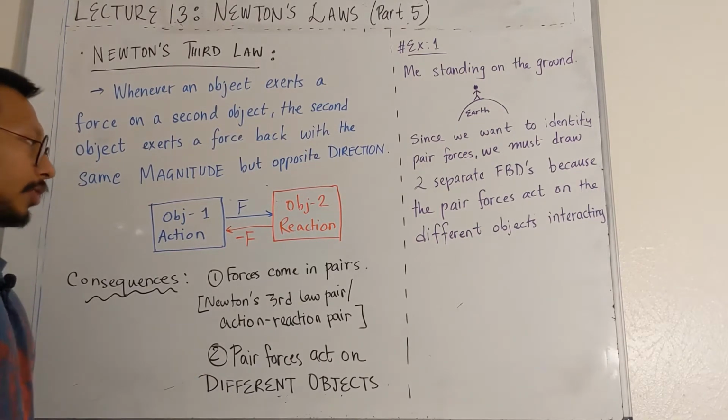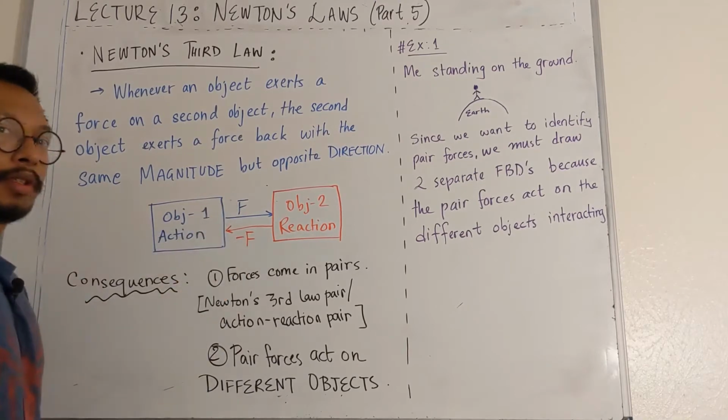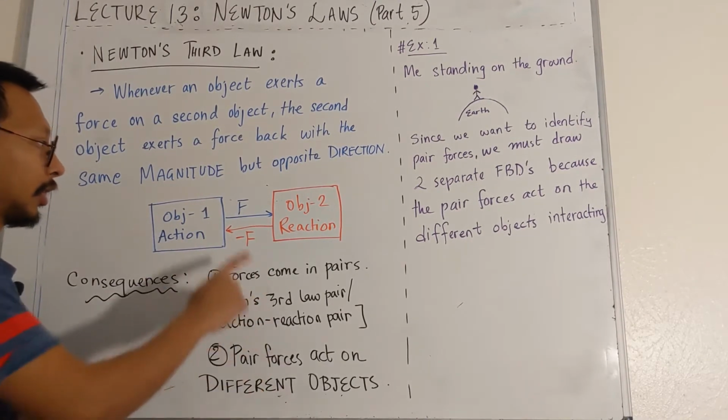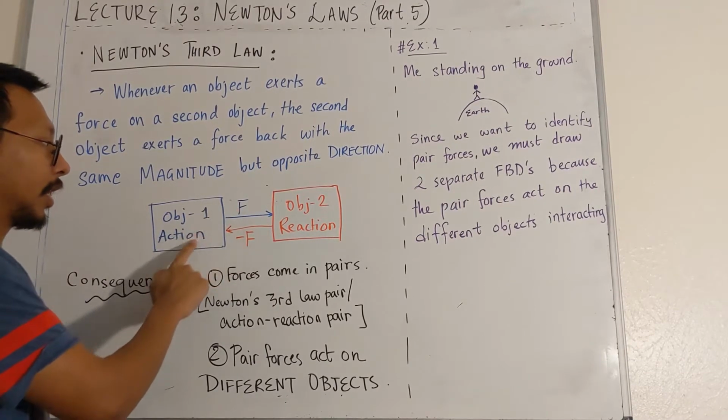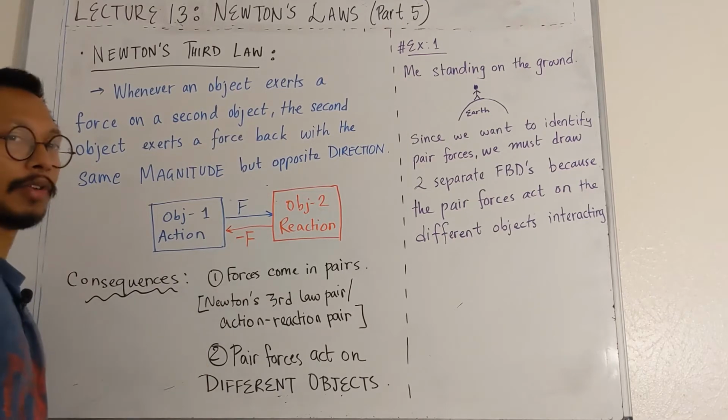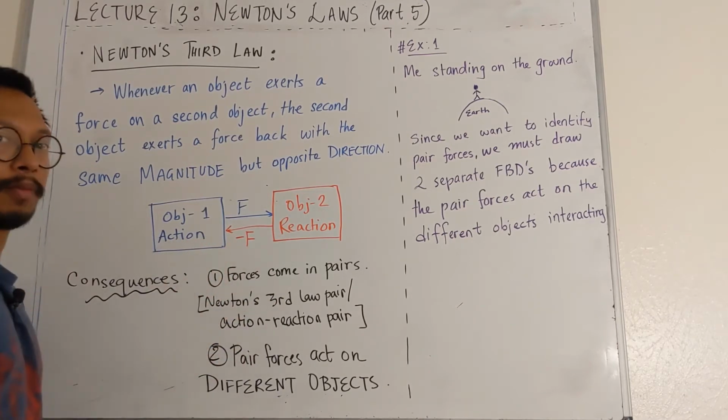The second consequence is that these pair forces always act on different objects. Alright, if F, the action force, is acting on object 2, then negative F, the reaction force, will act on object 1.